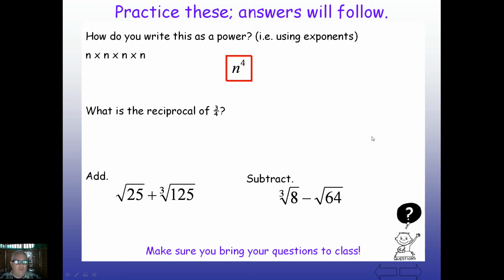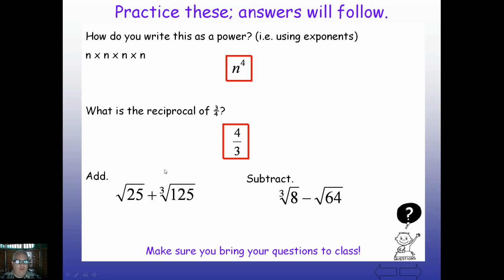What's the reciprocal of 3 over 4? Another way to say reciprocal is multiplicative inverse. So you may be asked, what is the multiplicative inverse of 3 over 4? We just take the numerator and denominator and flip them. And we know that 4 over 3 times 3 over 4, what would be the product? Well, that would be 12 over 12, which indeed is 1.